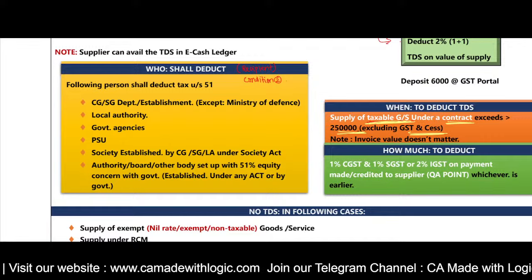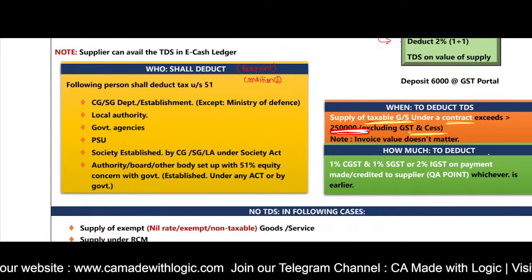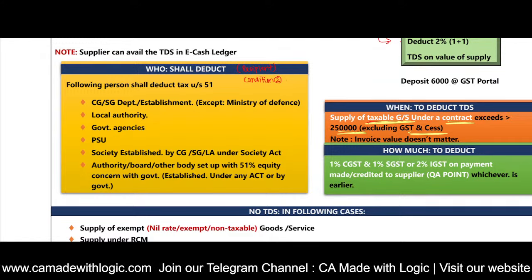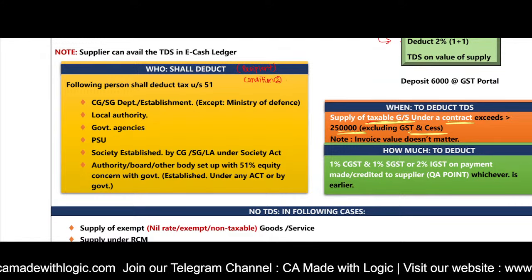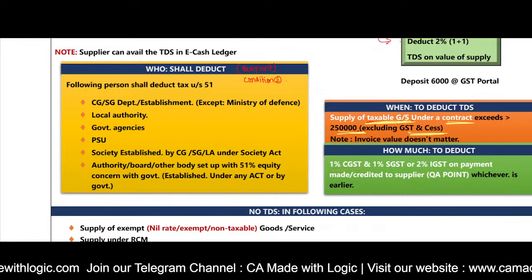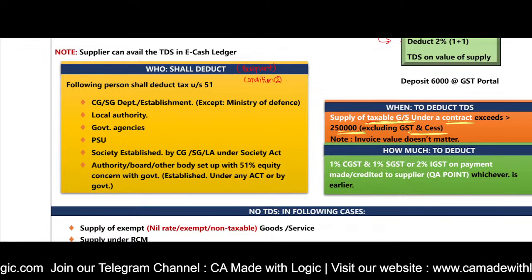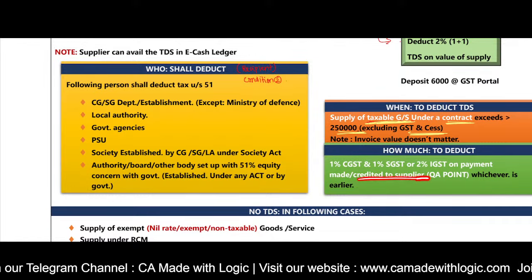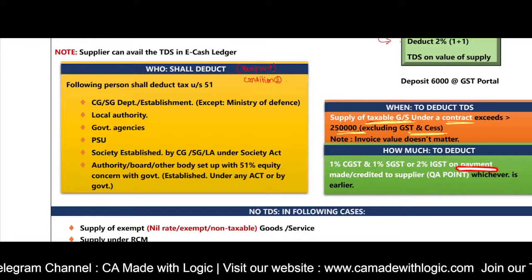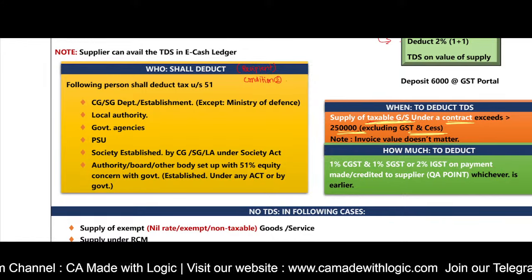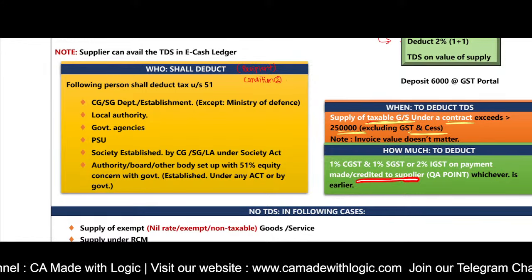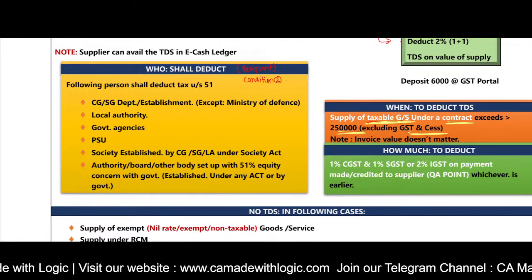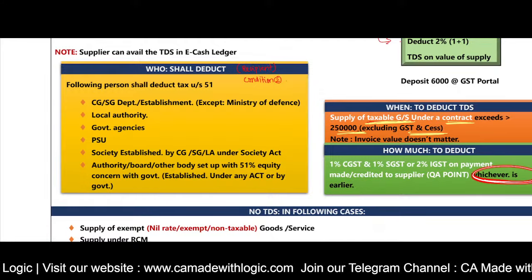So invoice value doesn't matter; only the contract value has to exceed 2.5 lakh rupees, excluding GST and cess. The rate is 1% CGST and another 1% SGST, and 2% on IGST. And the amount has to be credited to the supplier. While making payment, you can deduct it, or while crediting the amount to the supplier in the books of accounts, you can make the entry. Whichever is earlier, you have to focus on that.